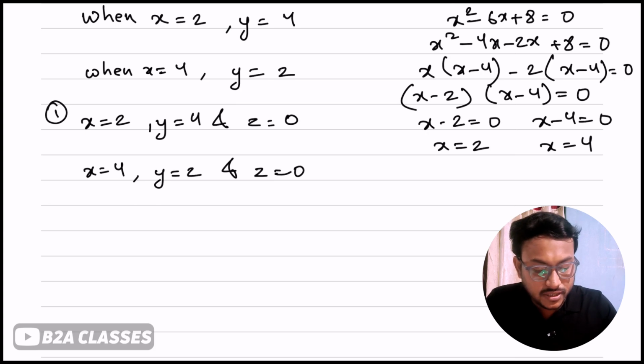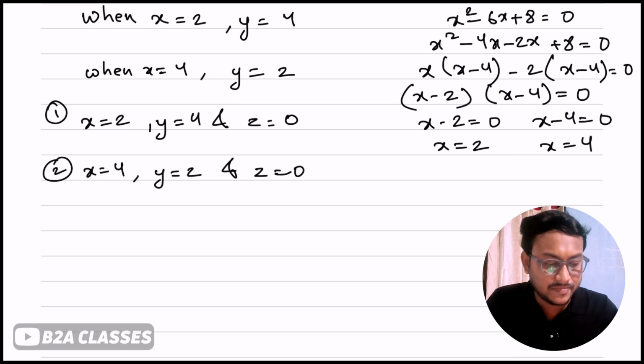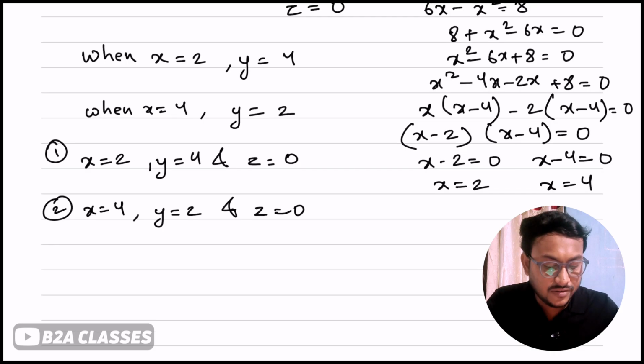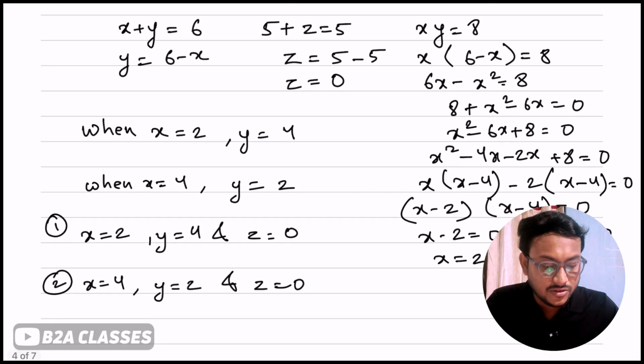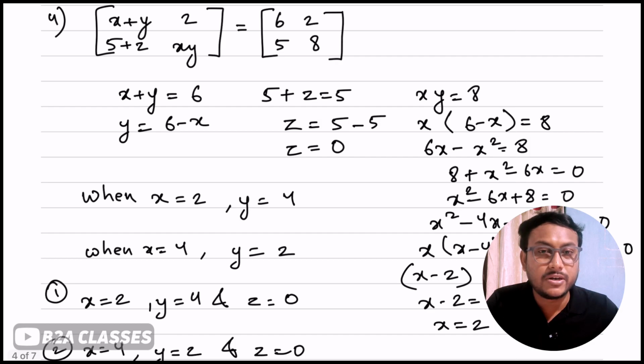सो ये है पहला सोल्यूशन, ये है दूसरा सोल्यूशन. दोनों सोल्यूशन सही है. ठीक है. सो दिस इज हाउ यू फाइंड द वैल्यू ऑफ x, y and z when two equal matrices are given to you. Next we will see another question. So this question was basically from the topic equality of matrices.